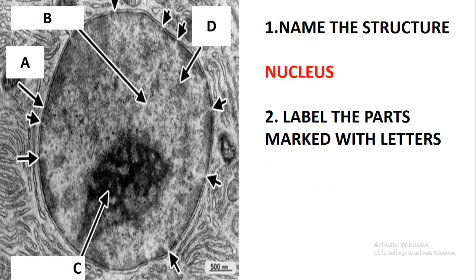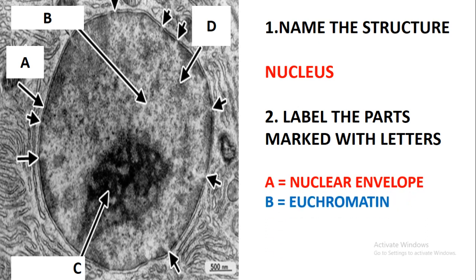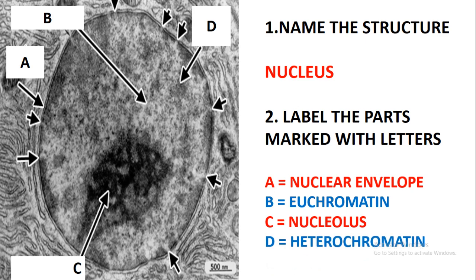Label the part marked with the letters. A is simply the nuclear envelope. B is just the euchromatin. Then C is the nucleolus where DNA replication and transcription take place. Then you can look at D, which is the heterochromatin. Let's quickly move on and look at the next slide.